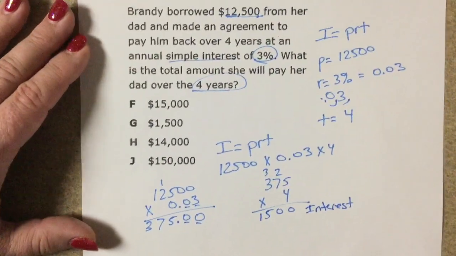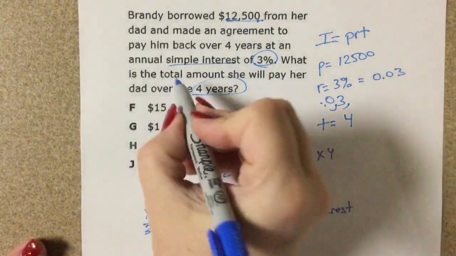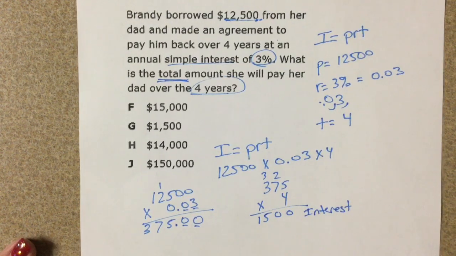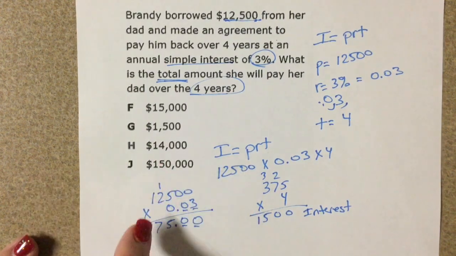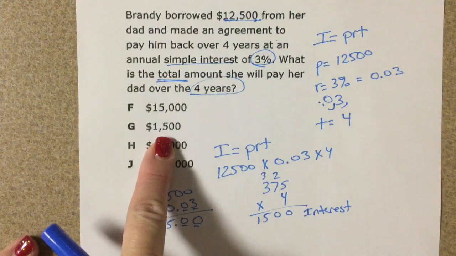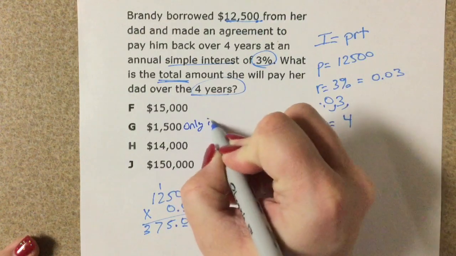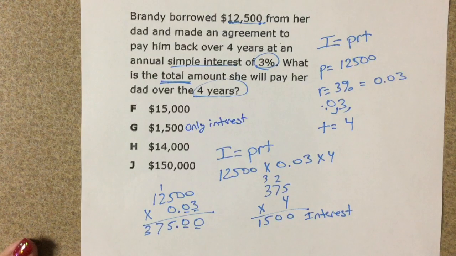All right, so let's go back and make sure what it is they're asking us. They want to know what's the total amount she will pay her dad back over the 4 years. All right, so she borrowed $12,500. All right, so she at least has to pay that back. If you just look at reasonableness, it's not reasonable that she would only pay the interest back. That's only the interest. All right, but sometimes we get caught up in just doing the math and we forget to answer the question.